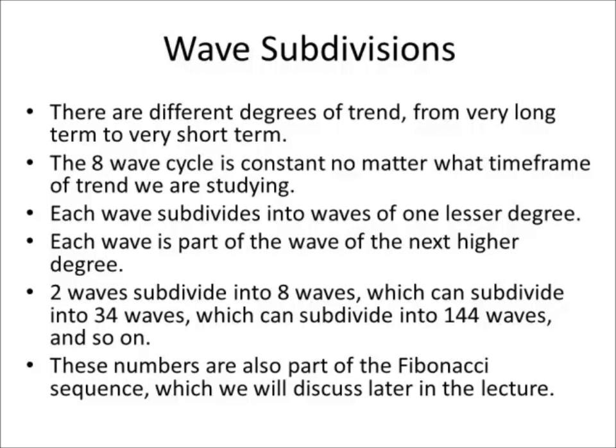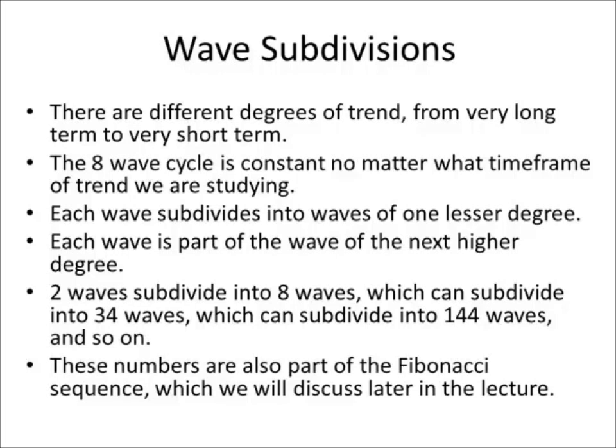So 2 waves can subdivide into 8 waves, which can then subdivide into 34 waves, which can subdivide into 144 waves. And these numbers are actually part of the Fibonacci sequence: 2, 8, 34, 144, which we'll discuss later on. So this is showing you the underpinnings of Elliott wave theory, how it ties in with this Fibonacci number sequence.